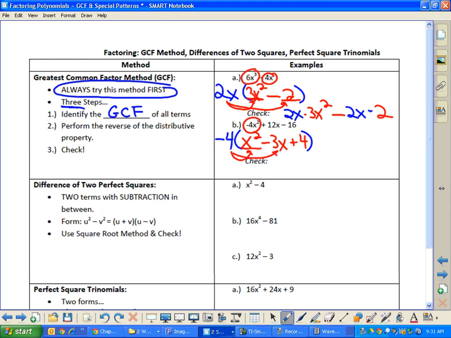So if I did my check, I would use the distributive property to do this. It would be negative 4x squared plus 12x, and then minus 16. And honestly, that makes me a pretty happy camper because this here matches the original problem. So I know I did that correctly. That is method 1 of 4 done. Does anybody have any questions about the GCF method? 0 questions. Thank you. Okay, next up.